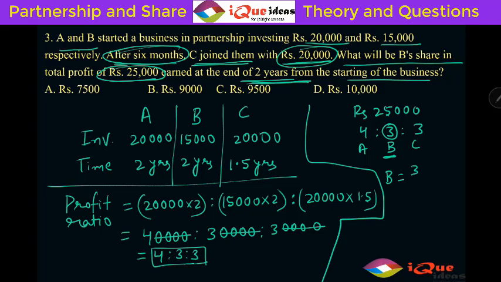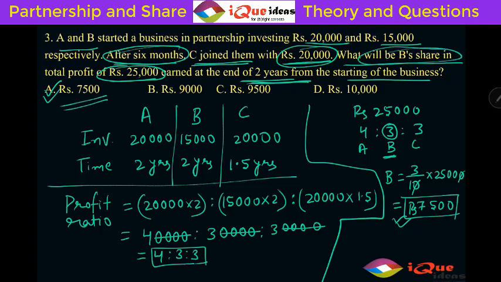So it is 3 divided by 4 plus 3 plus 3, 4 plus 3, 7 plus 3, 10 into 25,000, right? So the 10 is cancelled and we have 3 into 2,500, that is 7,500 rupees. You can also find the shares of A and C as well, but here it is only the B share that we have to find. So if you look at the options, option A is the correct answer, rupees 7,500, because the question is asking for B's share. Alright, now let's take up the next question.